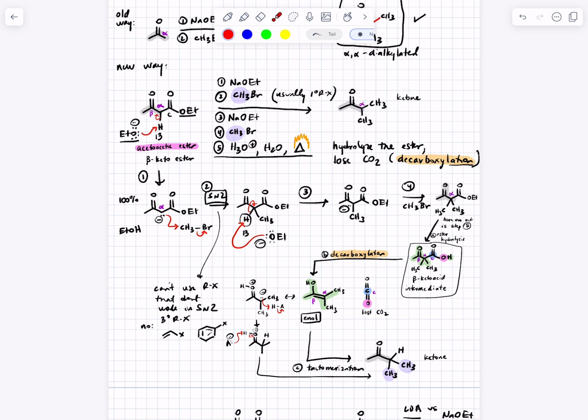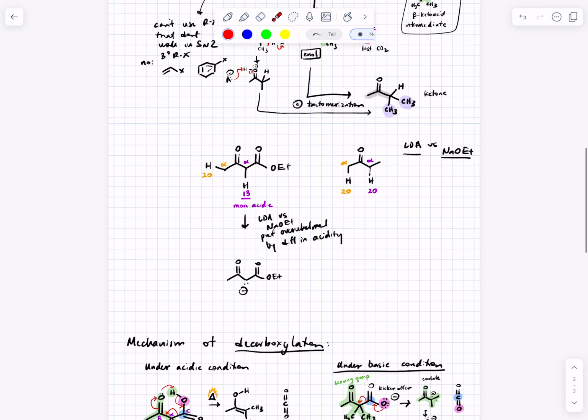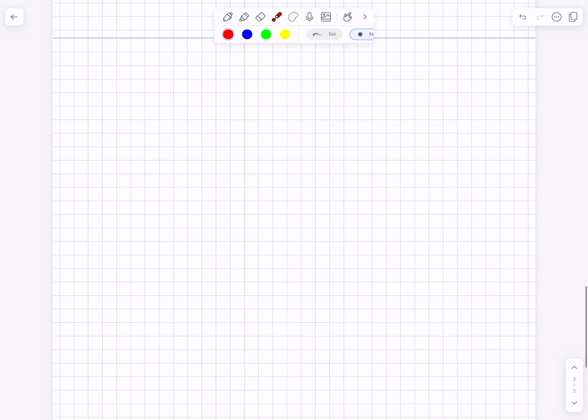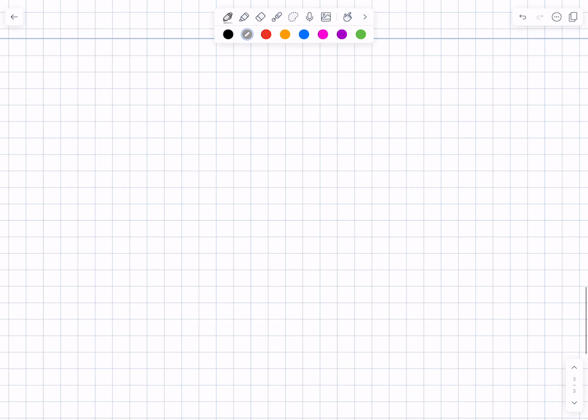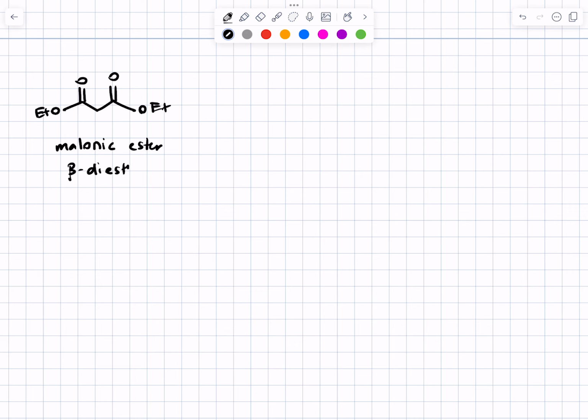All right, we're going to make it worse before it gets better. First, I need to show you how we do this with malonic ester. So we'll do the exact same reaction, only we're going to use the malonic ester as a starting material. The malonic ester is interesting because both carbonyls are actually esters. So we would call malonic ester an example of a beta diester.